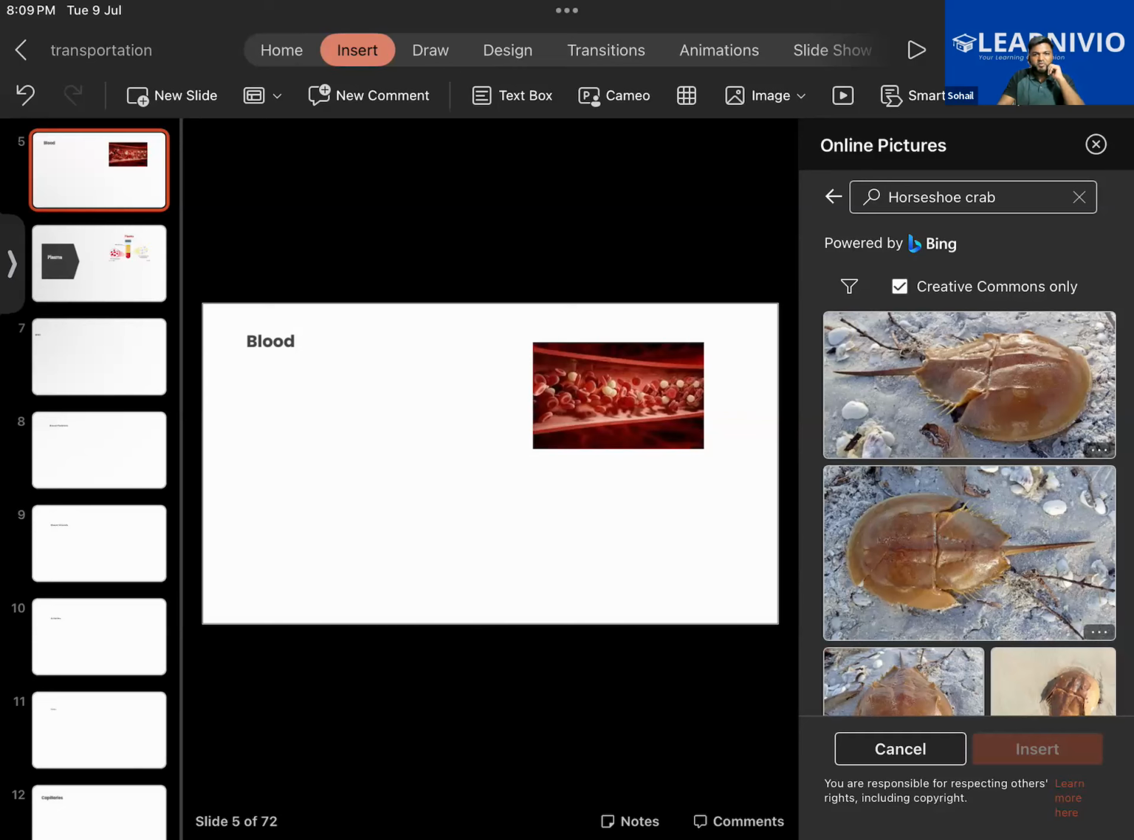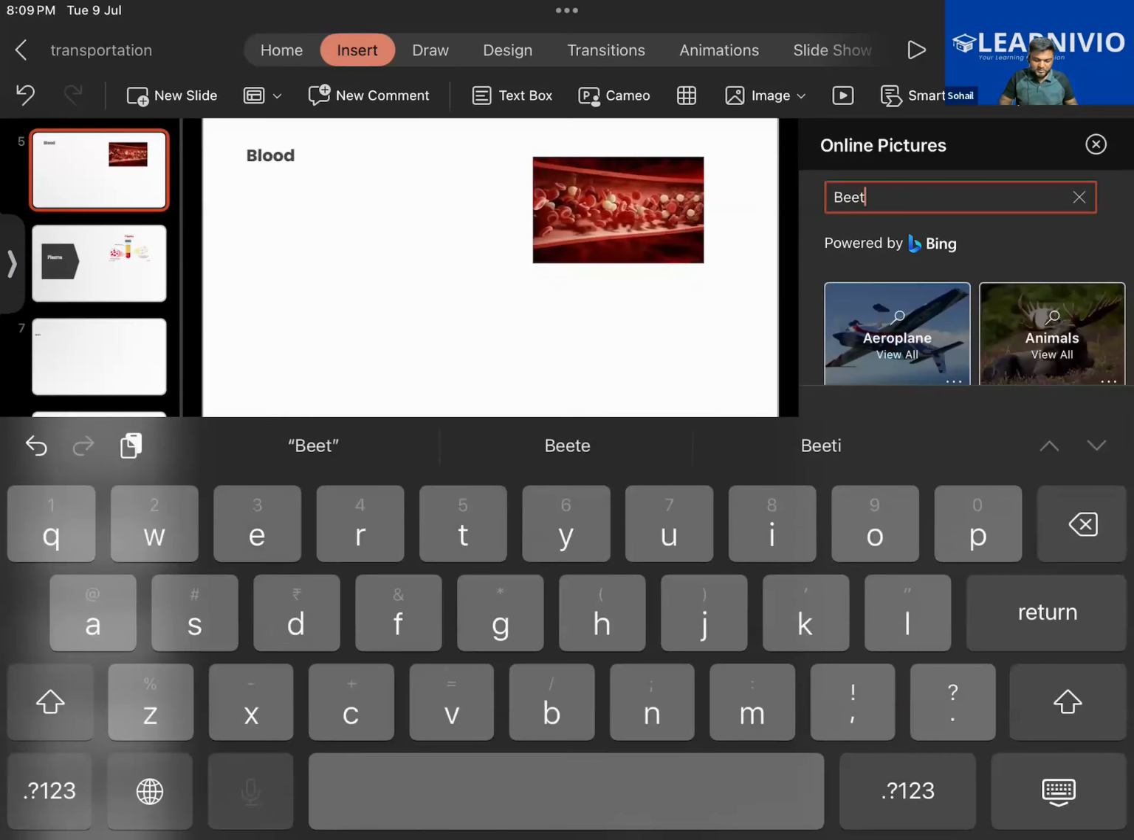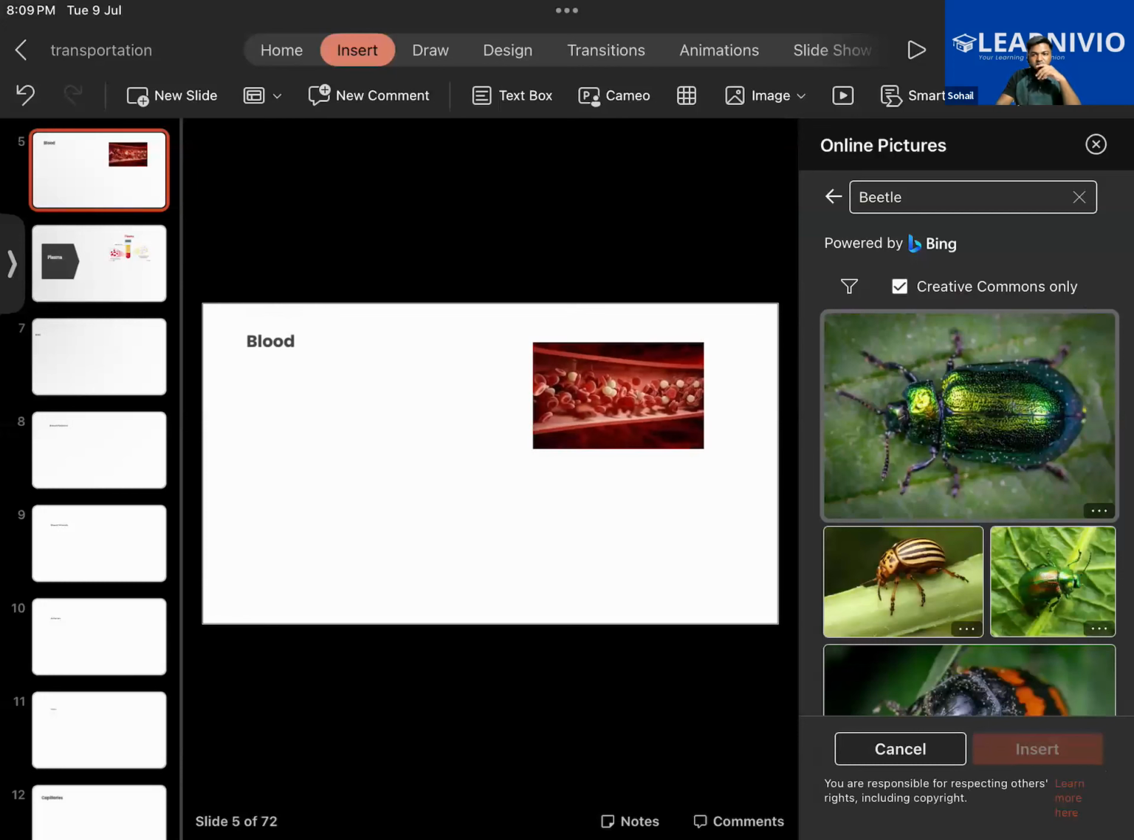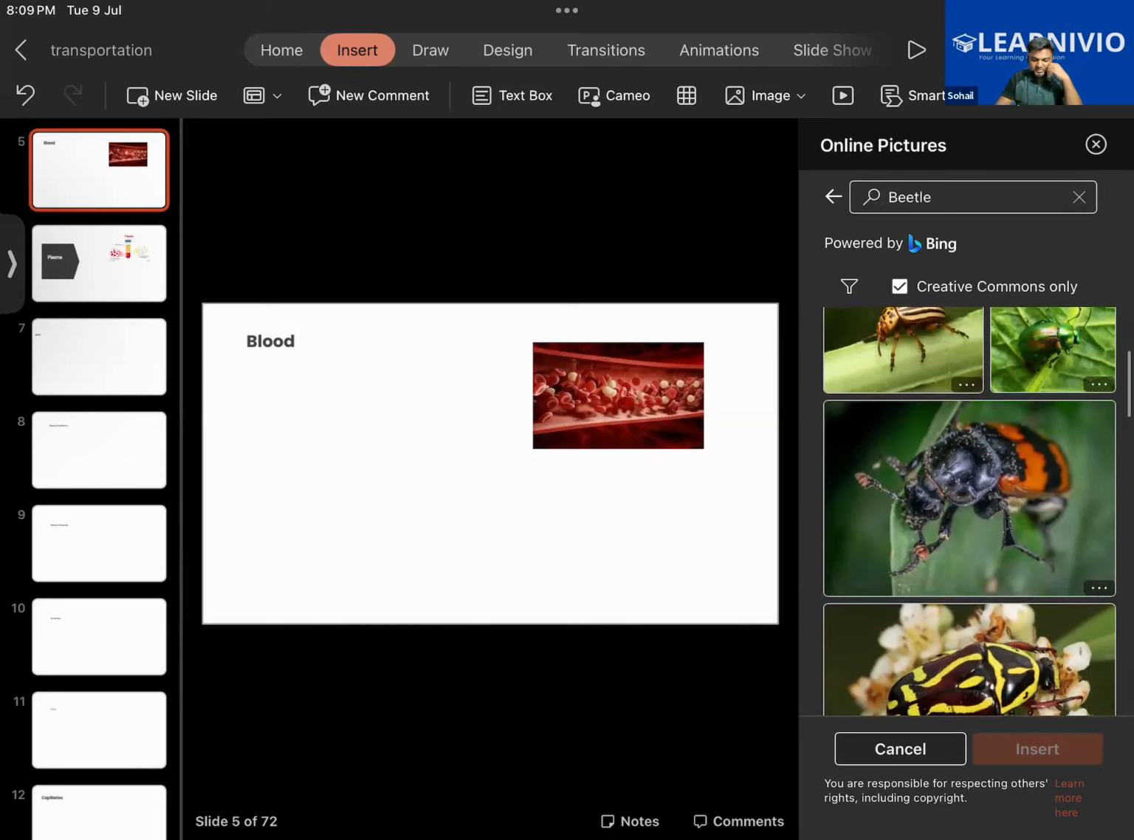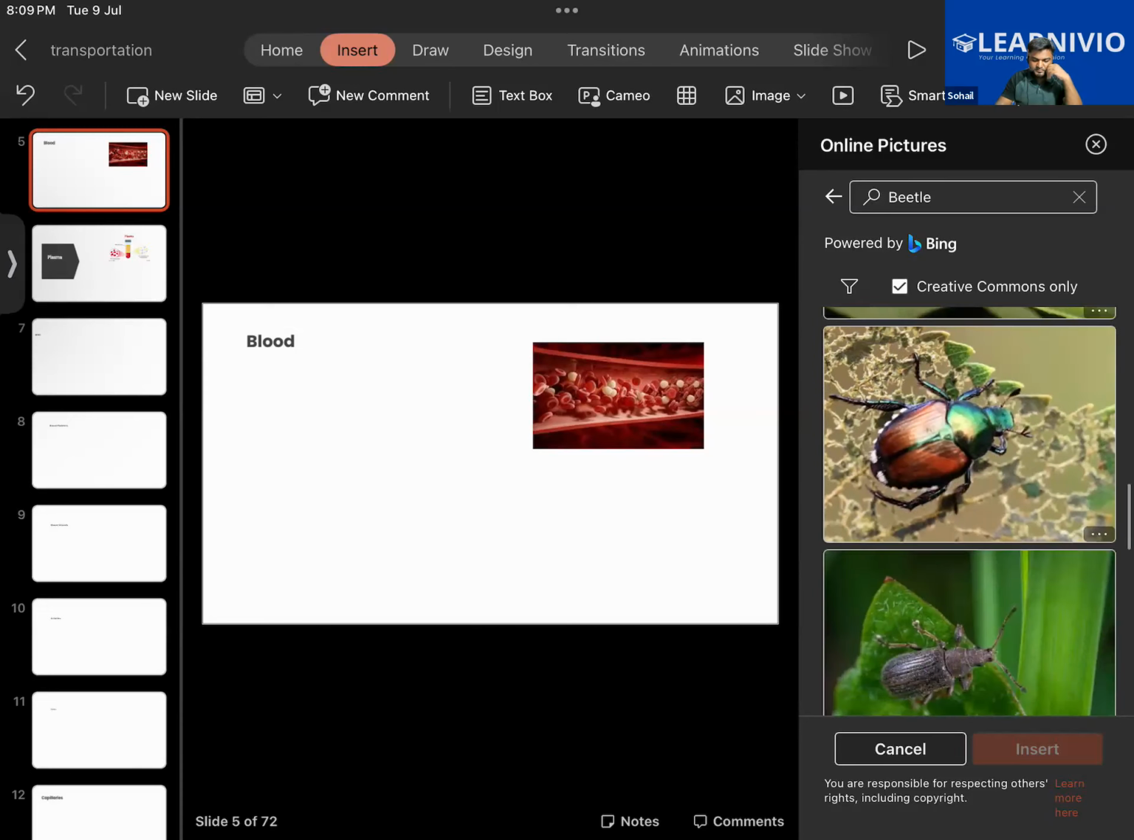Cockroaches, their blood would be white. Getting it? Cockroaches, their blood would be white. Usually, it's very different from others, and it would be white. Okay. Or for example, you guys know about beetle. Yes, sir. So beetle, what is the color of their blood? Sir, would it be purple? No, actually it's yellowish in color. Yellow. Okay. So this beetle would be having yellow colored blood.